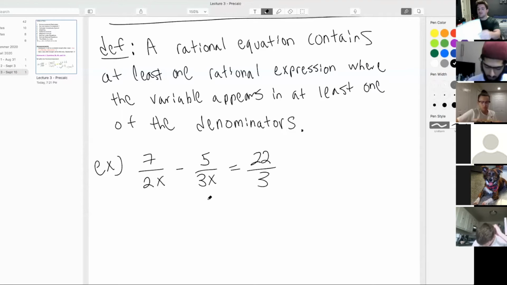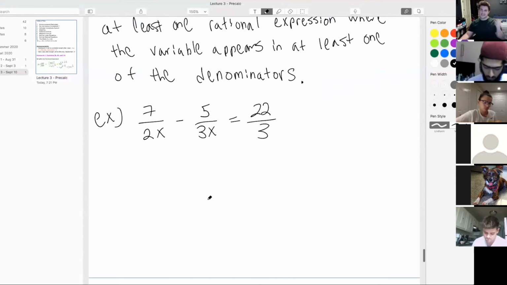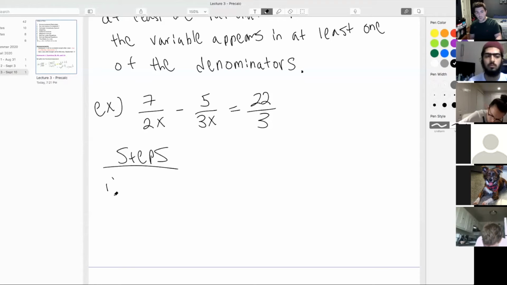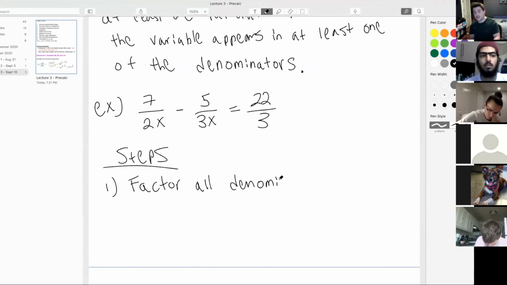All right, so how do we solve this? I'm just going to go straight to the steps, and then we'll use the steps. Okay, so here are the steps. Step 1: we factor all denominators, if they're not factored already. Factor all denominators.